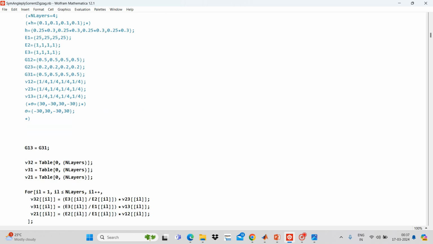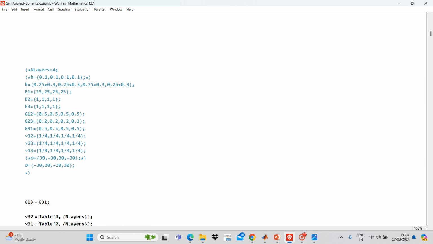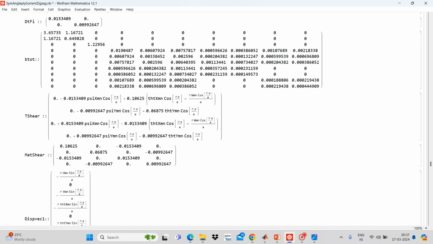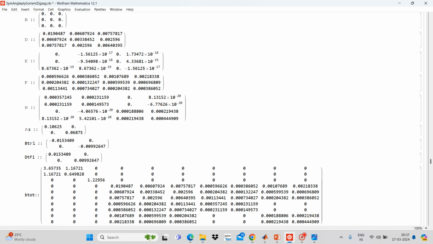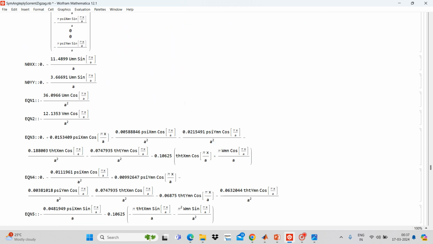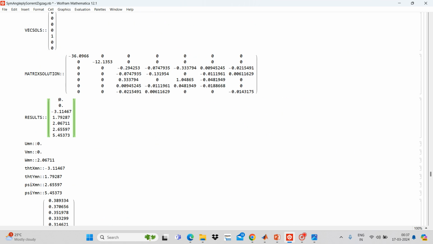So we can see Poisson's ratio and all. Okay, so we can run this code here. Let's see. Here it's ABD matrix, EFH. These matrices are given here. So we will see here UMN and VMN. These two are 0 here. Okay. Why is it 0? Because it is symmetric angle ply. Wherever it is symmetric, then we will see that the stretching part would be 0. Okay. In plane stretching would be 0.